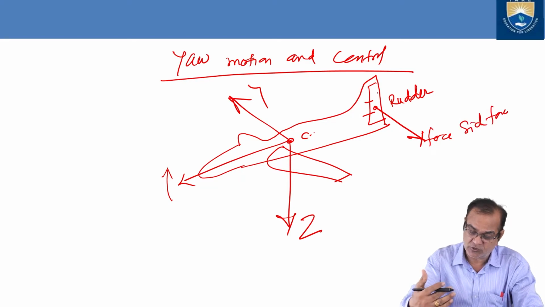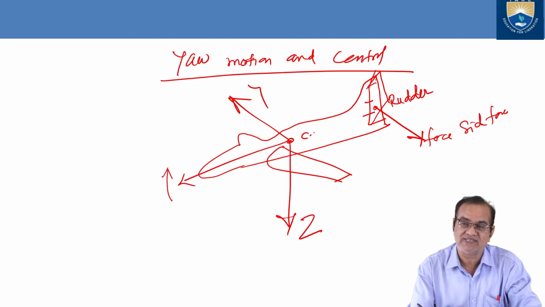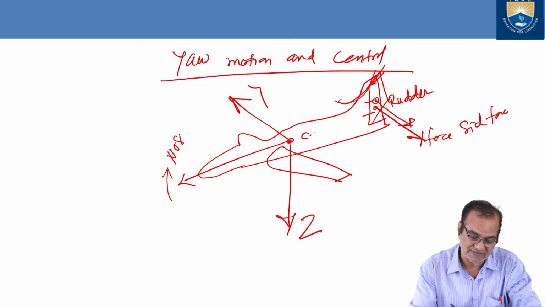This side force should be generated opposite to this. So I have to put it in the same direction. If I want to make the nose go towards the right, I have to deflect the rudder towards the right. So what will happen? This angle will increase and the lift force will act in this direction. Nose will go right.